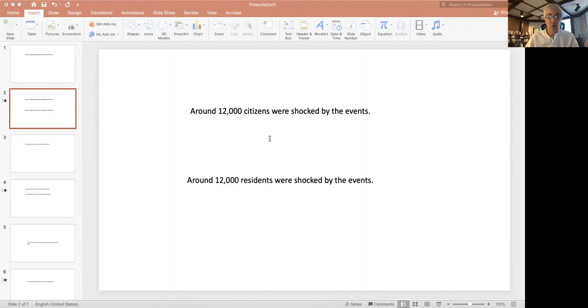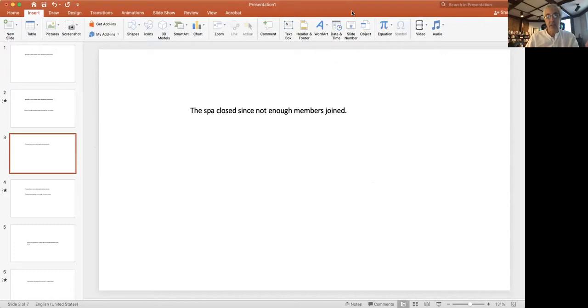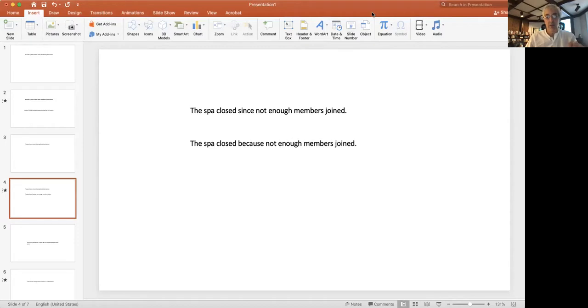But I want to show you two more examples taken from the Mr. Muscles. And here they are. Don't write something like this: the spa closed since not enough members joined. The reason is because the word since refers to time sequence, whereas the word because offers a cause and effect relationship. So it's actually better and more correct, according to AP, to write this: the spa closed because not enough members joined.